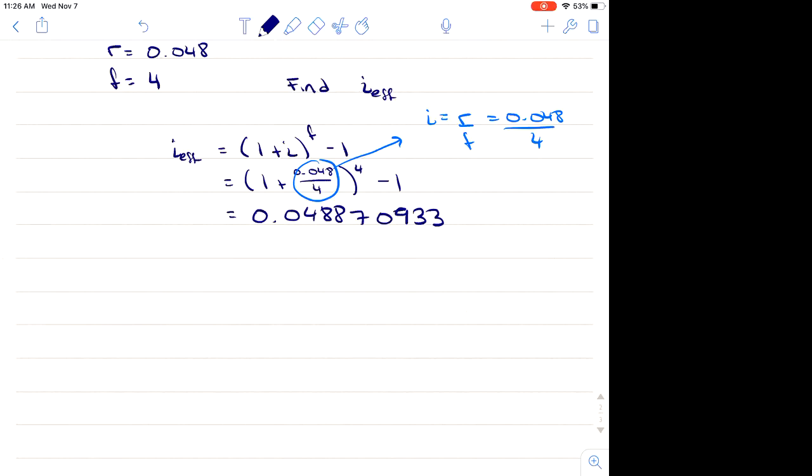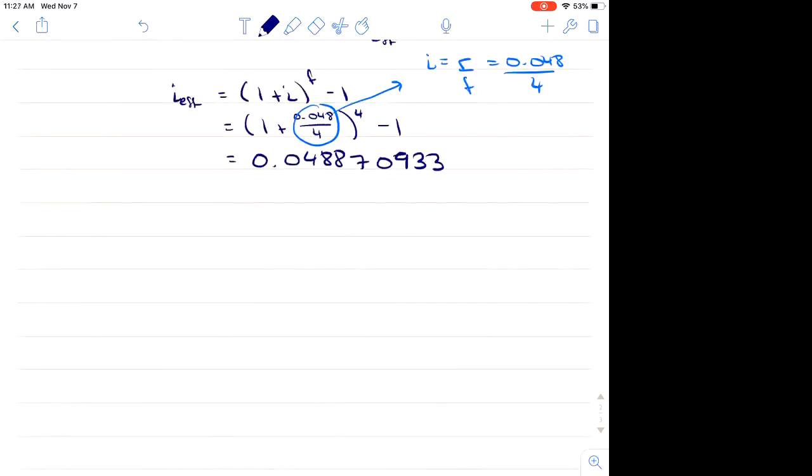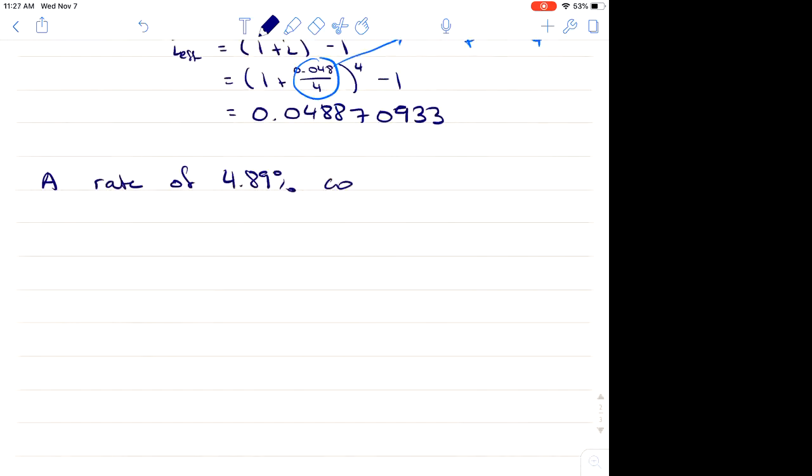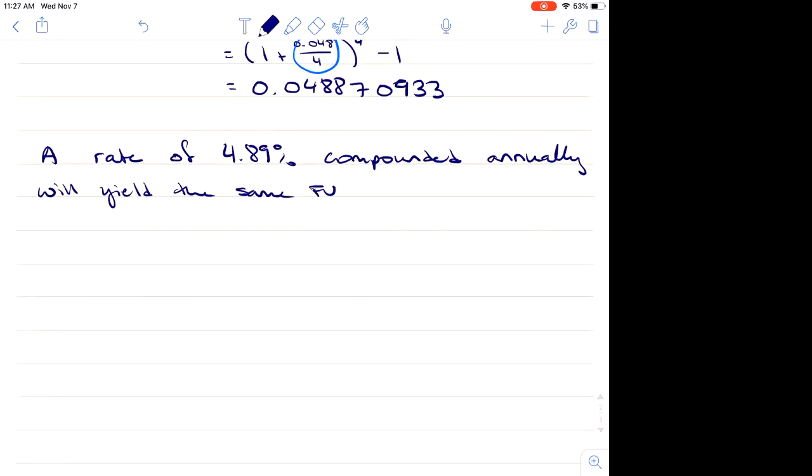Okay. So we can just round to 2 decimal places. A rate of 4.89% compounded annually, because that's what we're doing when we're finding that effective rate. Compounded annually will yield the same future value as 4.8% compounded quarterly.